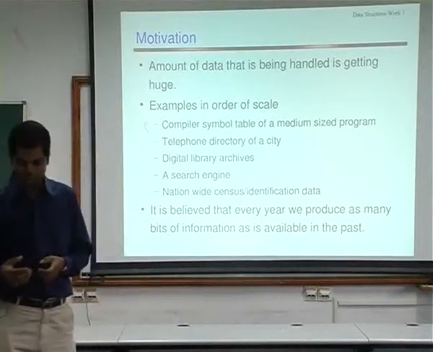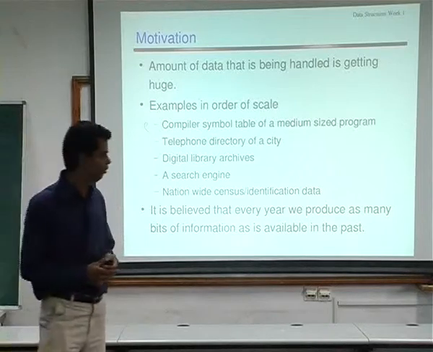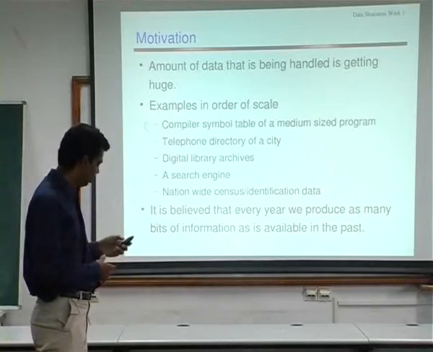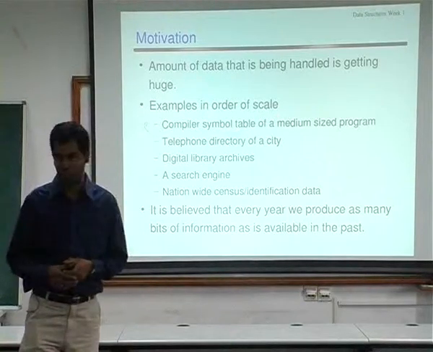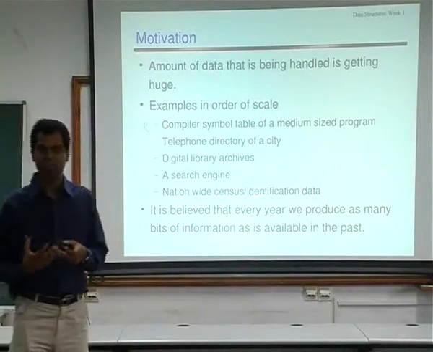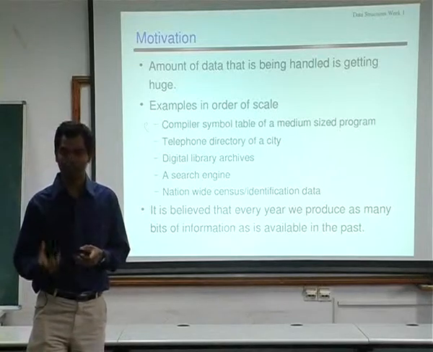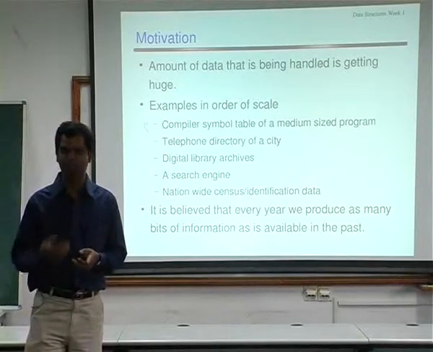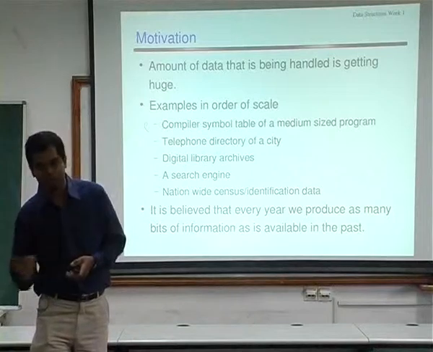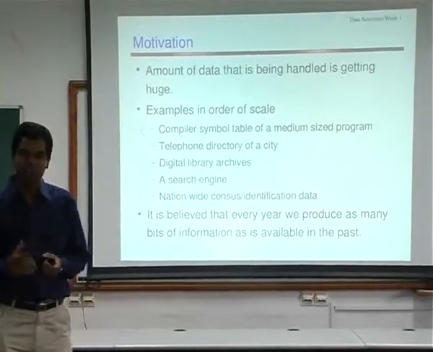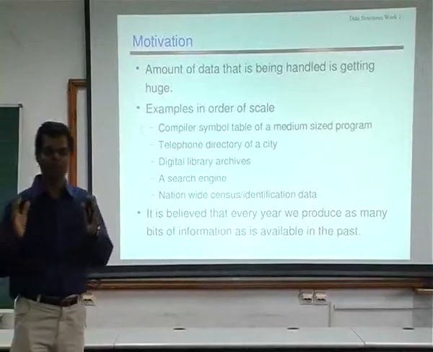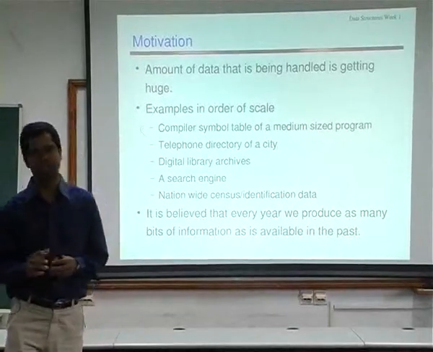So one quick example, as computer scientists often can think of, is a small compiler symbol table of a medium-sized program. It essentially records the data that is available in the program in terms of variables, functions, the parameters that you pass to a function, their types, values, and so forth. So it is some kind of data we represent in a symbol table.